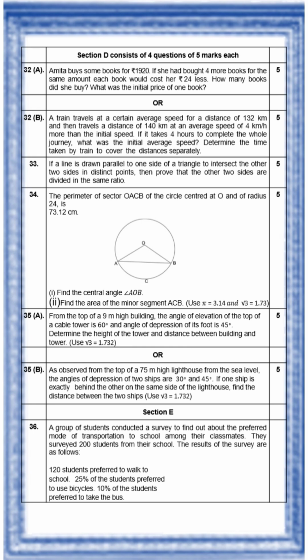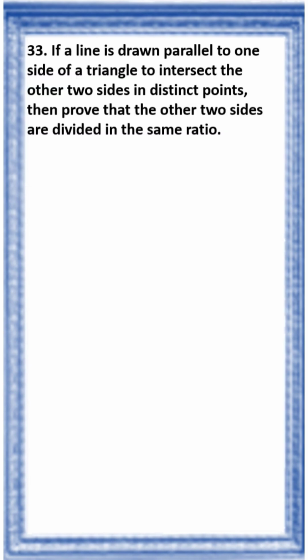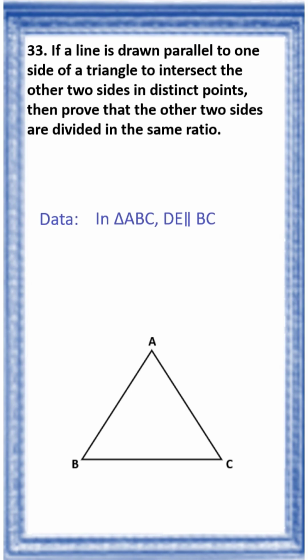Now let us solve the 33rd question. If a line is drawn parallel to one side of a triangle to intersect the other two sides in distinct points, then prove that the other two sides are divided in the same ratio. It is nothing but the basic proportionality theorem. Now let us have a figure. What has been given? Triangle ABC. Here DE parallel to BC, a line drawn parallel. DE parallel to BC.